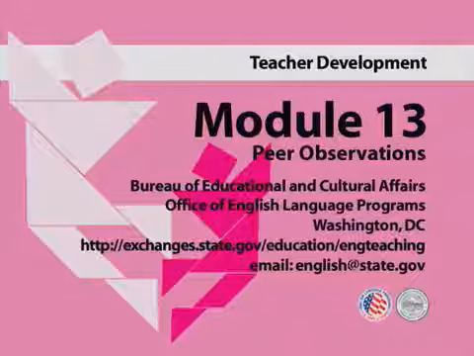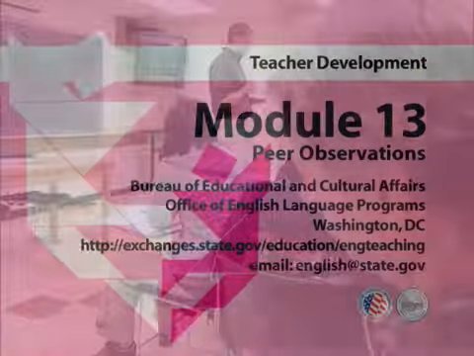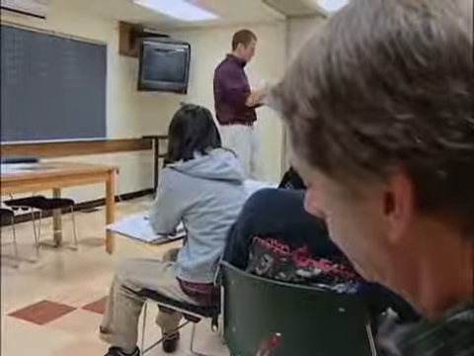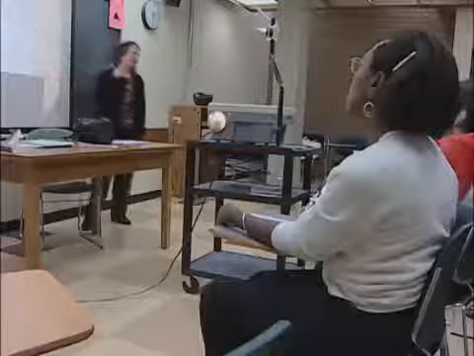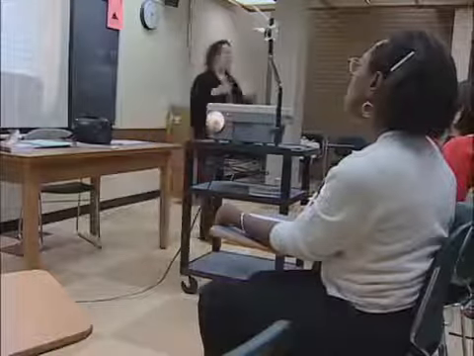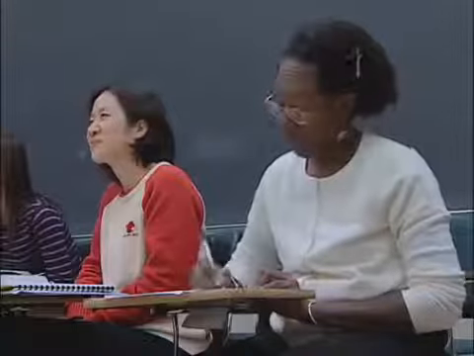Module 13, Peer Observation. Classroom observation can take different forms. The two most common are summative observation, in which another teacher or an administrator observes the class. The purpose for this is evaluative and may result in a rating of some kind. And formative observation, in which two teachers or peers do a friendly observation of each other's classes.